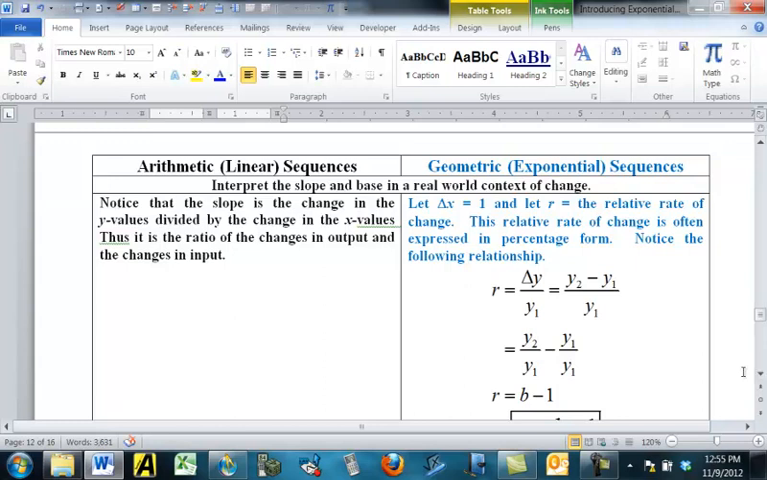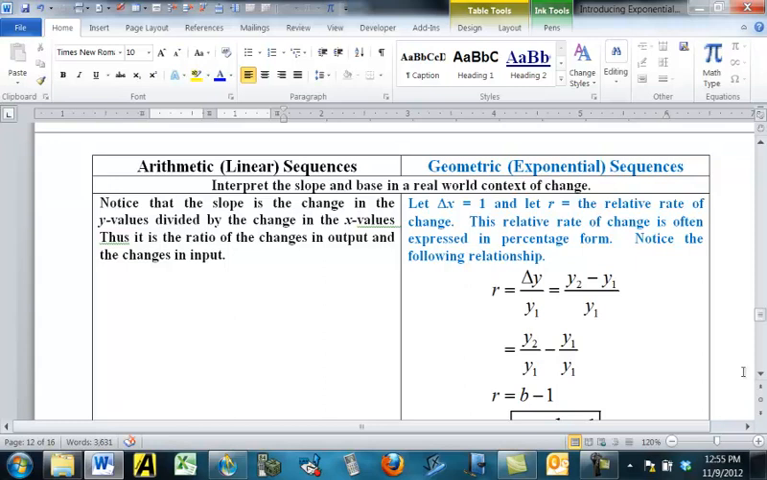So how can we interpret these things in the context of a real-world situation? First thing to notice is the slope is the rate of change. It's the change in y values divided by the change in x values. So it is a ratio of changes of output over input. So change in output over change in input. So this is a rate of change.